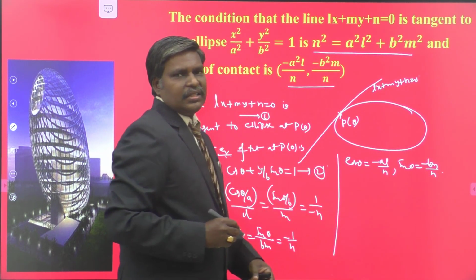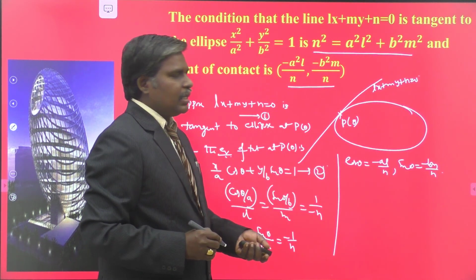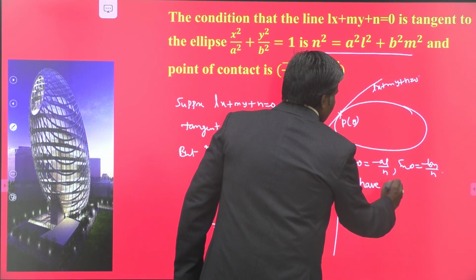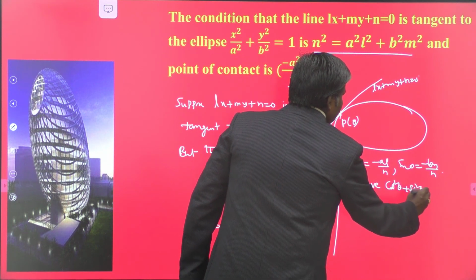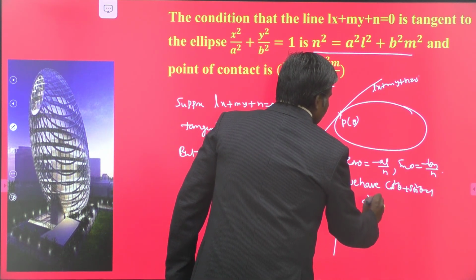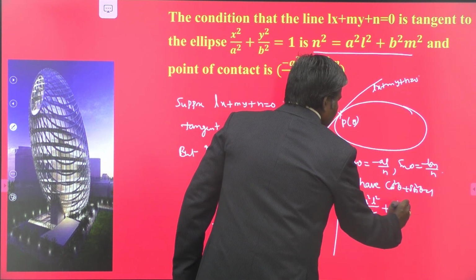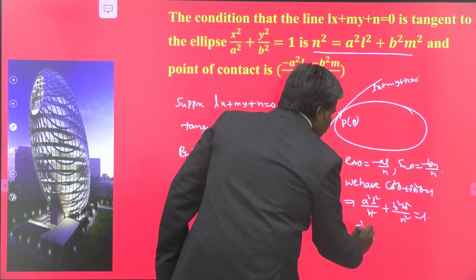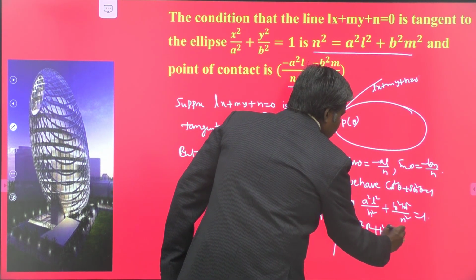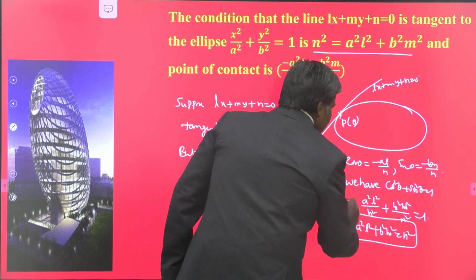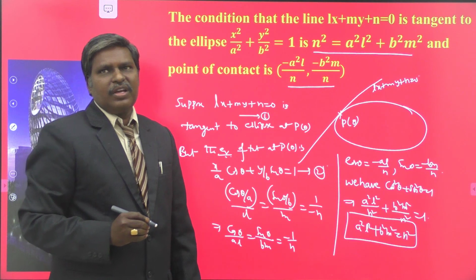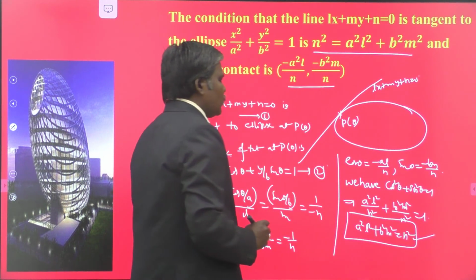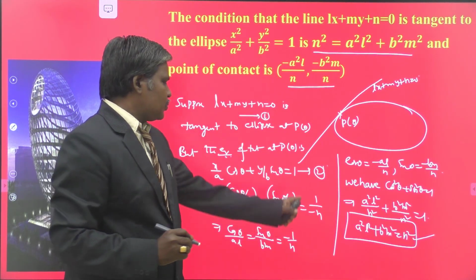We have cos θ and sin θ. By squaring and adding, we eliminate θ. That gives the condition. We have cos²θ + sin²θ = 1, which implies a²l²/n² + b²m²/n² = 1, or a²l² + b²m² = n². So this is the condition that the line Lx + my + n = 0 is tangent to the ellipse: n² = a²l² + b²m².